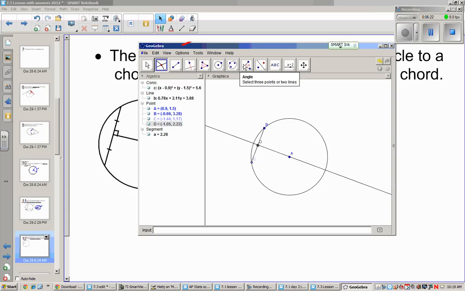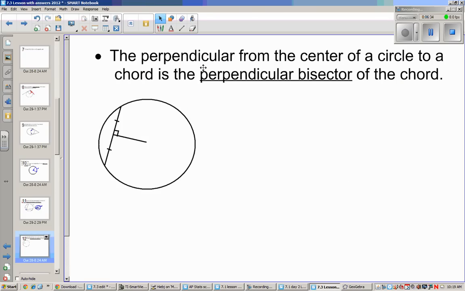So what I'm guessing is you're looking at them saying those look very equal. So let's measure the distance from here to here. That's 1.13 and that's 1.13. So our next conjecture is the perpendicular from the center of a circle to the chord is also the perpendicular bisector. So looking at this picture, same as ours before, we found that this side is congruent to this side.